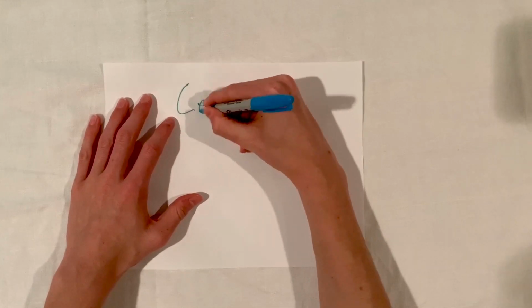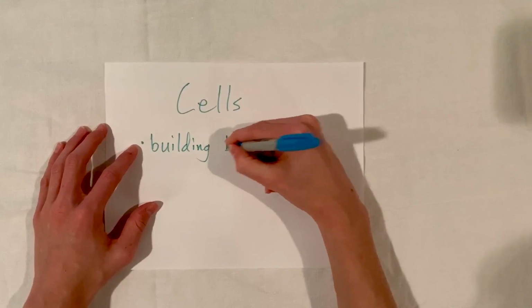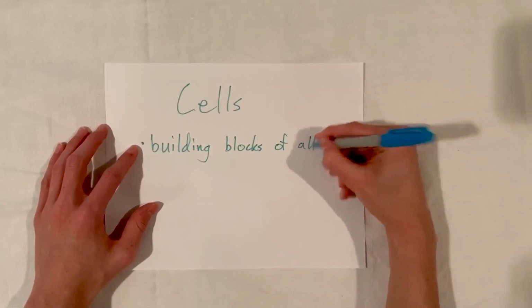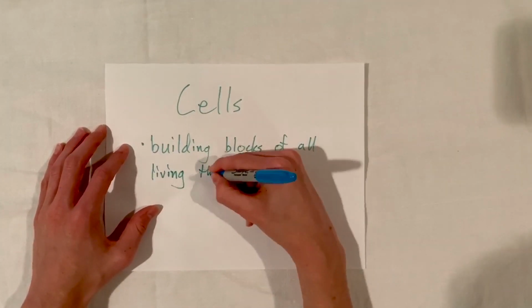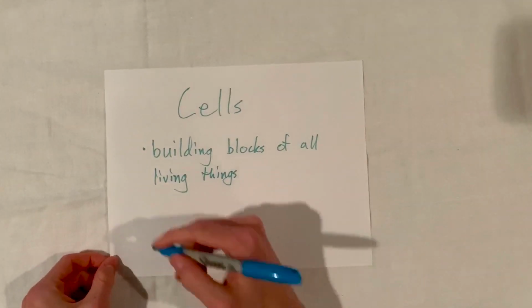Today we will be learning about cells, specifically plant cells. So to start off, we're going to start with the definition. Cells are the building blocks of all living organisms, which includes plants and animals, so therefore including humans also. Specifically, we're going to be dealing with plant cells today, so they are the building block of plants.